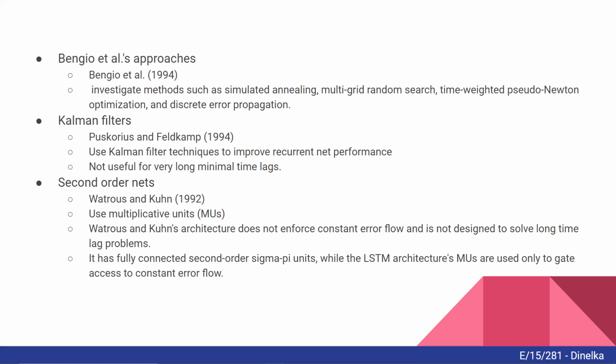Second order nets were proposed by Watrous and Kuhn, and here they use multiplicative units, and this architecture does not enforce constant error flow, and it is not designed to solve long time lag problems. It has fully connected second order sigma-pi units, while in the LSTM architecture multiplicative units are used only to get access to constant error flow.